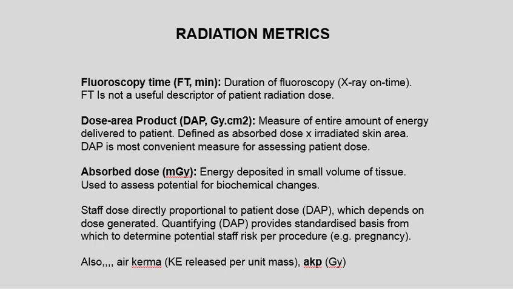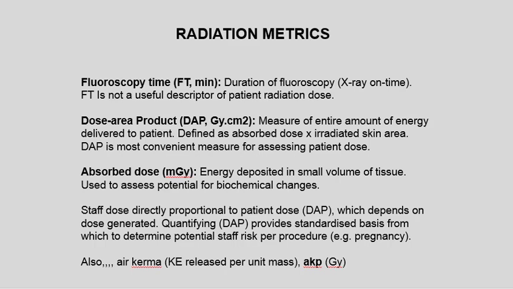Dose area product is more specific. It's called DAP, and it's a measure of the entire amount of energy delivered to the patient. And it's defined mathematically as the absorbed dose times the irradiated skin area. A simple calculation that is done automatically by the X-ray machine. And that is still the most convenient measure for assessing patient dose, widely used and a mandatory recorded metric. The absorbed dose, again, is the energy deposited in a small volume of tissue, 1 kilogram specifically.